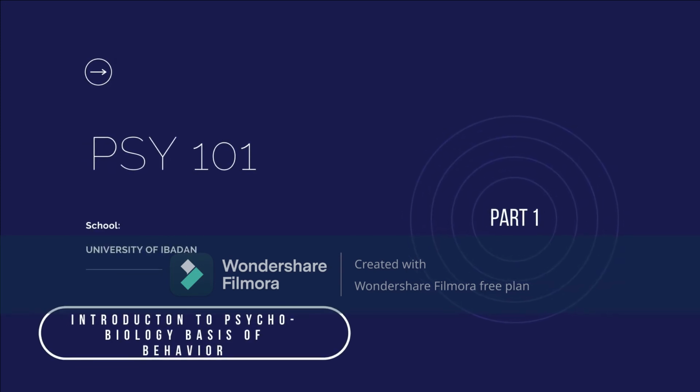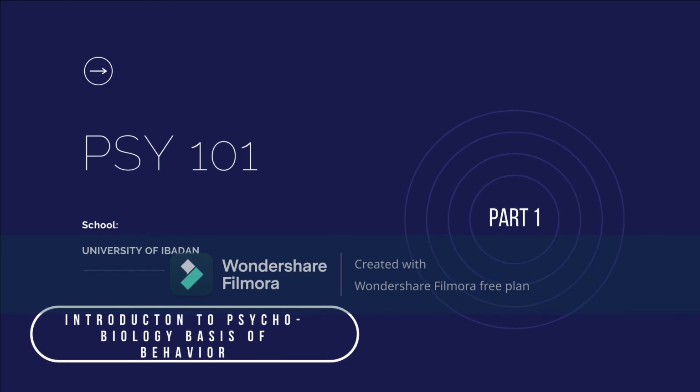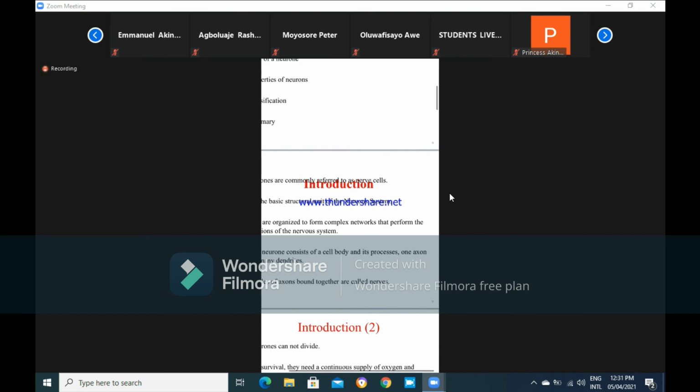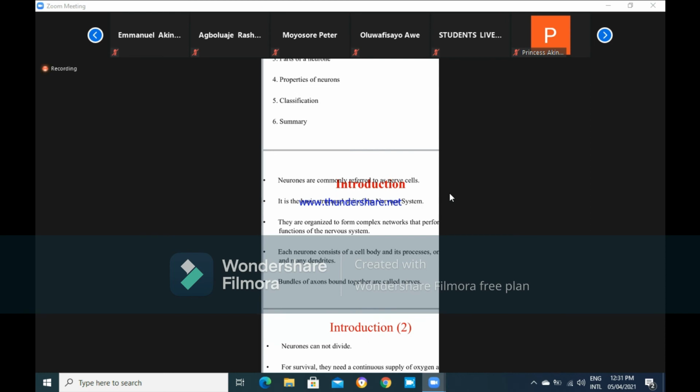So each neuron consists of a cell body and its processes. When we say a process, we mean extensions from the main body. So each neuron consists of a cell body, and apart from this, of course, many dendrites. When we have bundles of axons that are bound together, these are the things we call nerves.